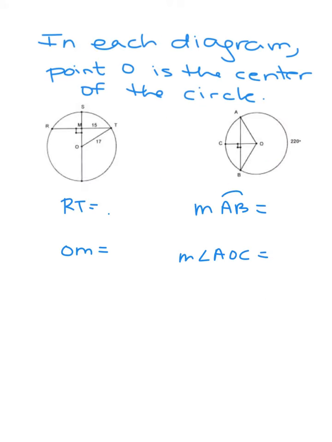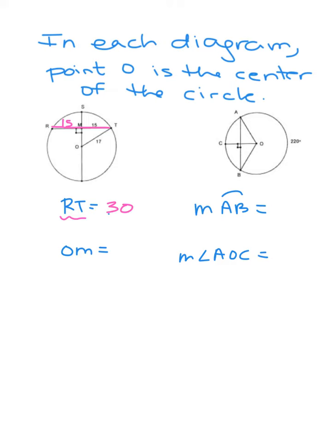In our final examples for today, we're going to look at combining a lot of things that we've talked about so far in this circles chapter. It says in each diagram, point O is the center of the circle. So in our first example, we're looking for a measurement of RT. And I notice that RT is a chord, and it's perpendicular to the radius. So that's going to mean that the chord is divided in half. So that makes the measurement for RM to be 15. So RT is equal to 30.